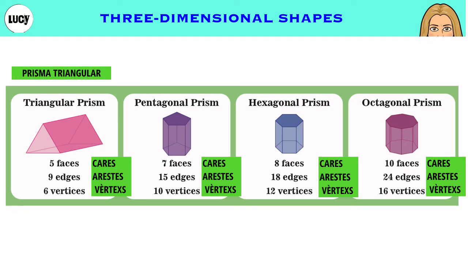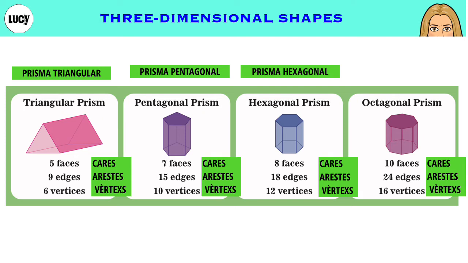Triangular prism: 5 faces, 9 edges, 6 vertices. Pentagonal prism: 7 faces, 15 edges, 10 vertices. Hexagonal prism: 8 faces, 18 edges, 12 vertices. Octagonal prism: 10 faces, 24 edges, 16 vertices.